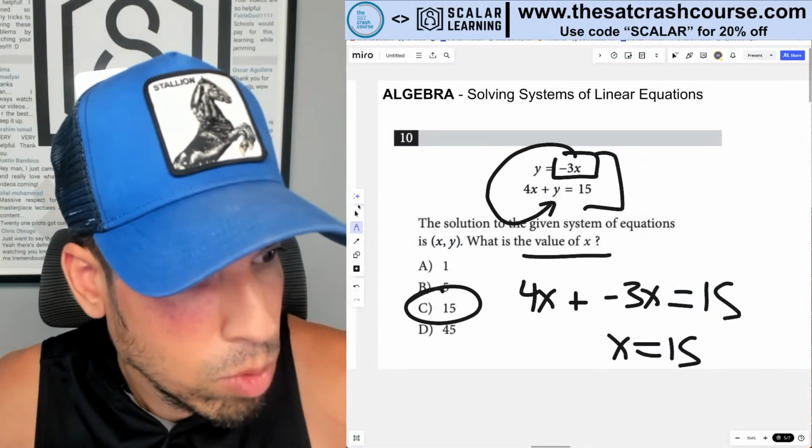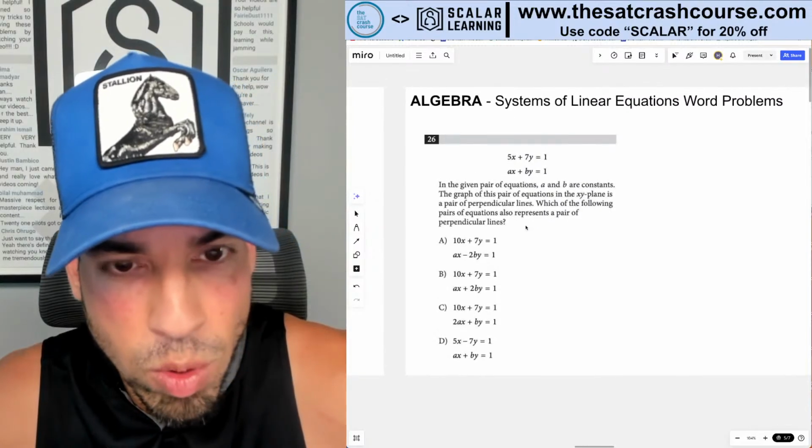Okay. Moving along. Here we go. Systems of linear equation word problem.